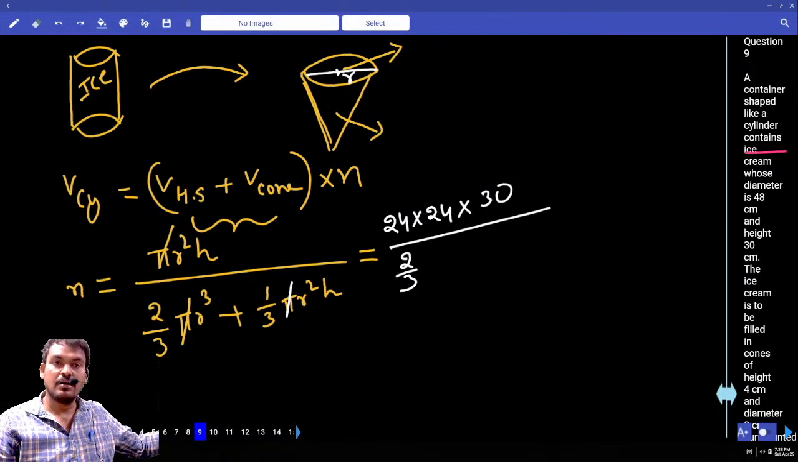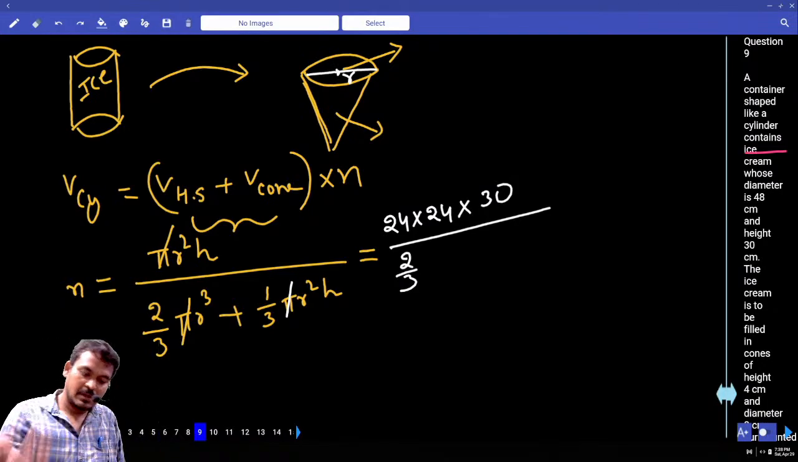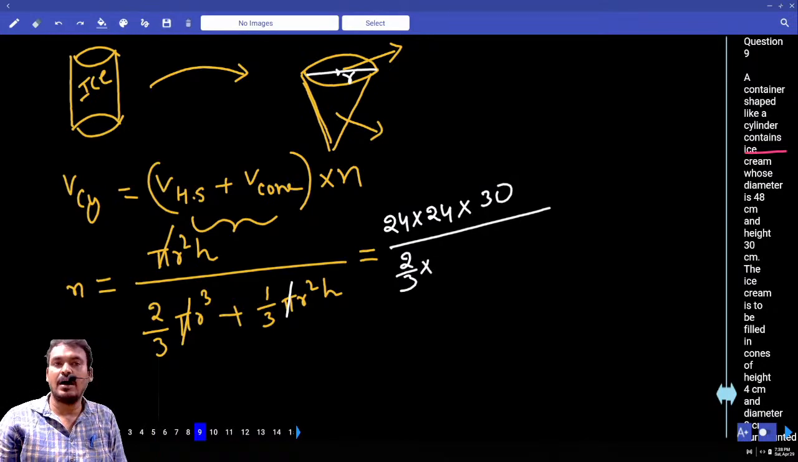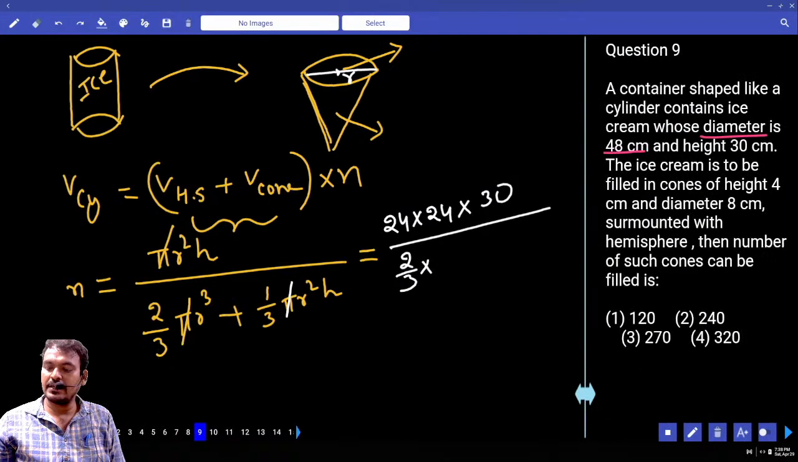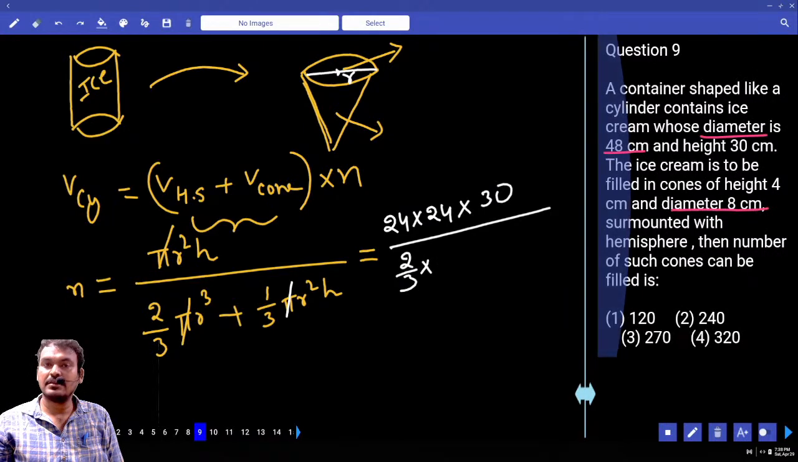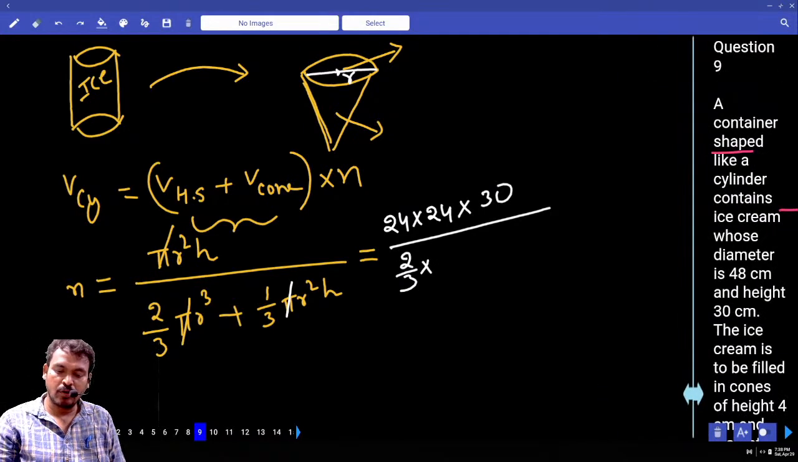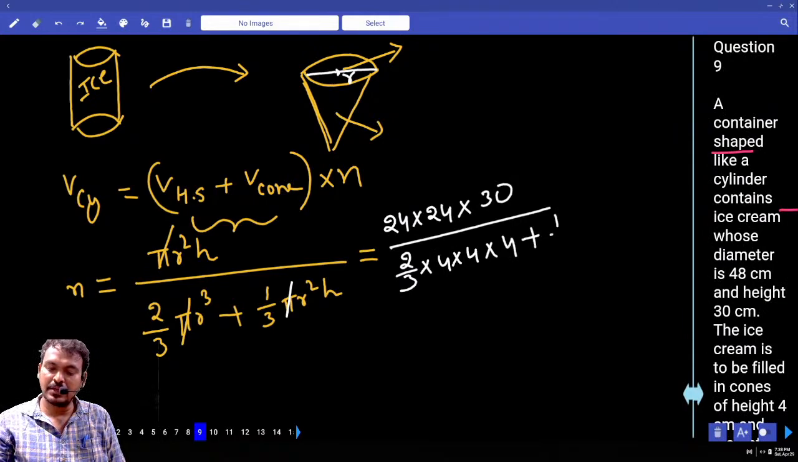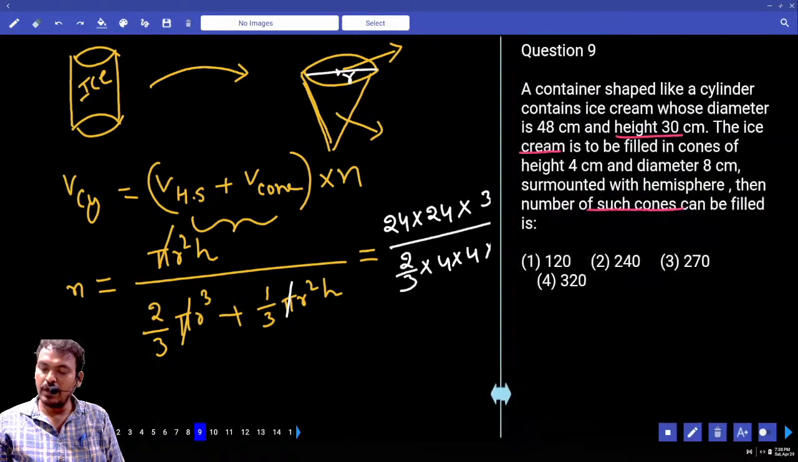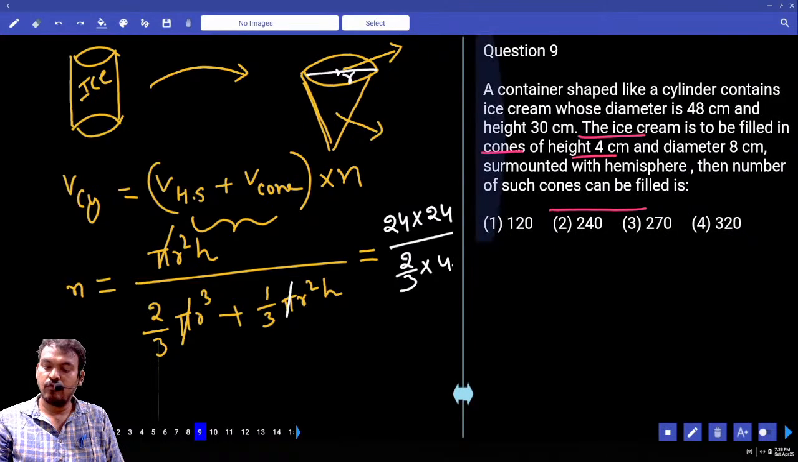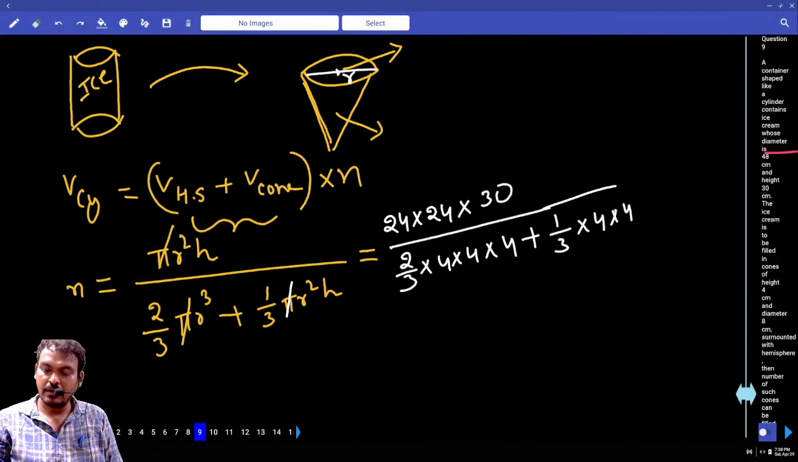2 by 3 r, directly written 2 by 3 into what is the r cube? What is the radius here? Diameter is 8. Radius is 4. 4 into 4 into 4 plus second one, 1 by 3 into 4 into 4 into, what is the cone height given? 4 multiplied by 4.